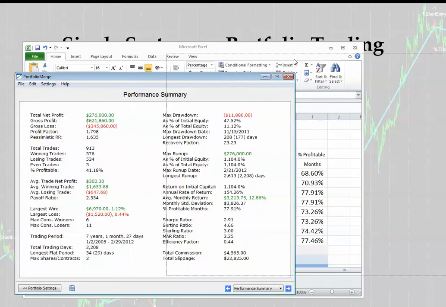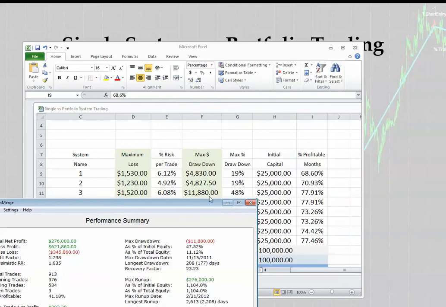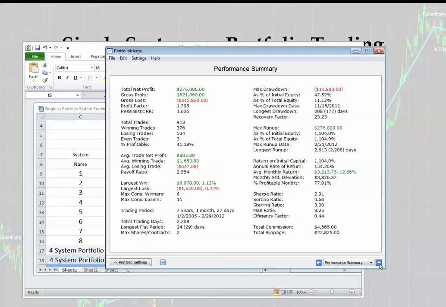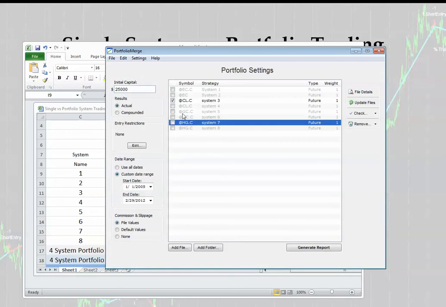Okay, let's make sure I've got all this data entered correctly. $1,520 max loss, 11,880 max drawdown, which is quite a bit higher, and the percentage of profitable months is 77.91. Once again, let's take a look at the equity curve. Okay. Let's go to the next system.